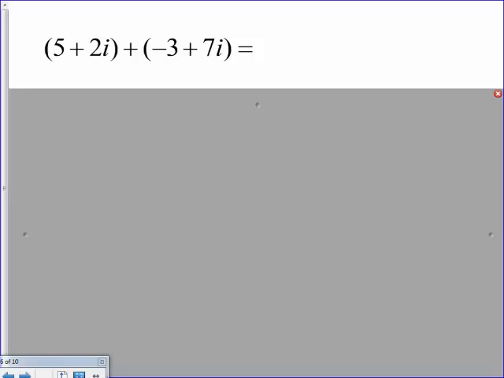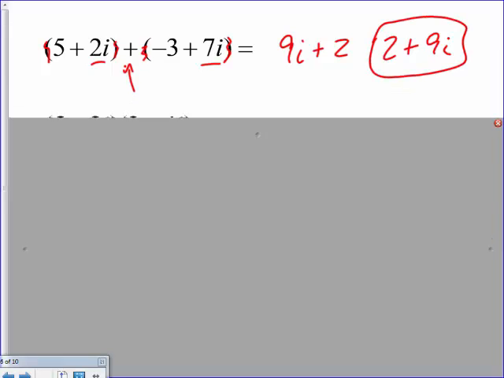So let's try a few more of these guys. Plus sign means I can just drop my parentheses, don't have to worry about those. So I'd have a 2i and a 7i for 9i, and then 5 and a negative 3 for a 2. And I like to write it with the constant first before the imaginary, right? Because you get that a plus bi form. Nothing I can simplify there, so I'm done.